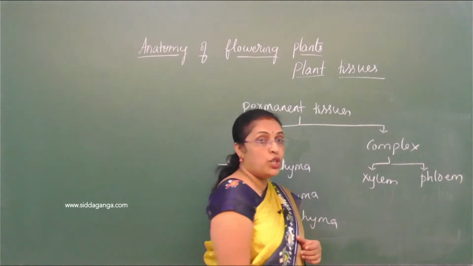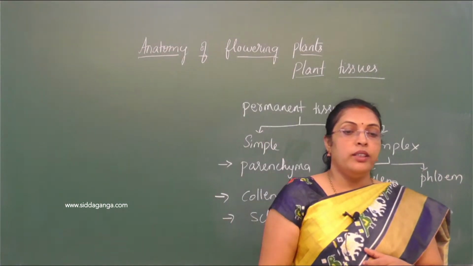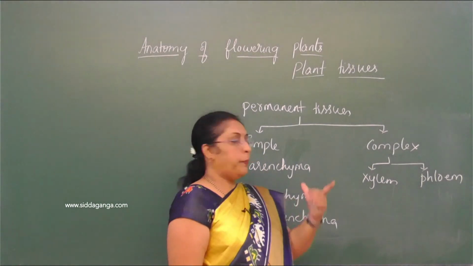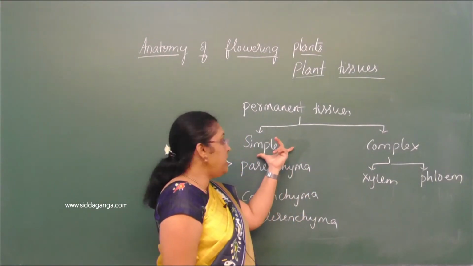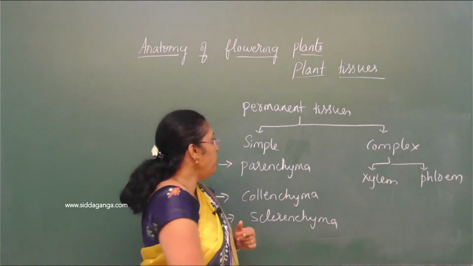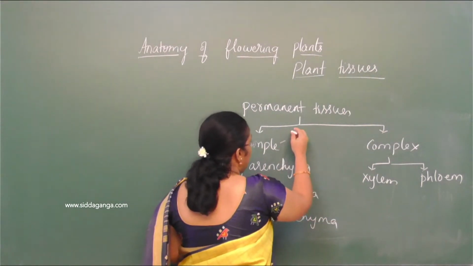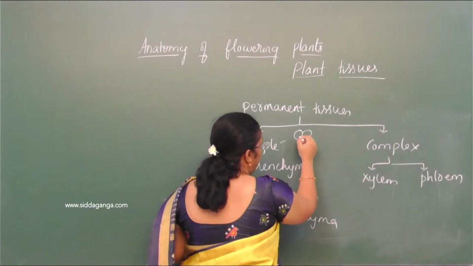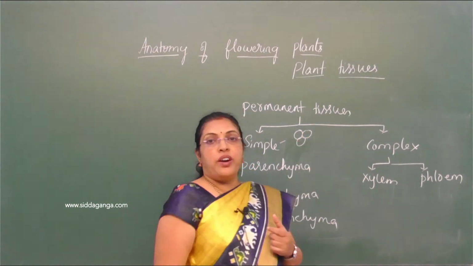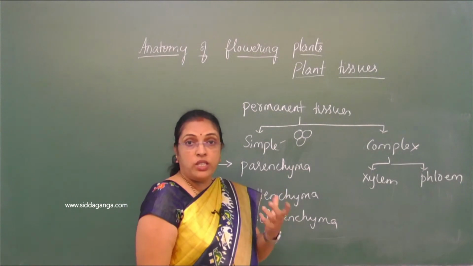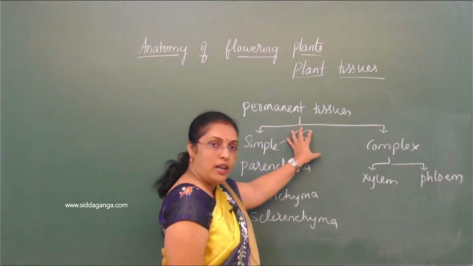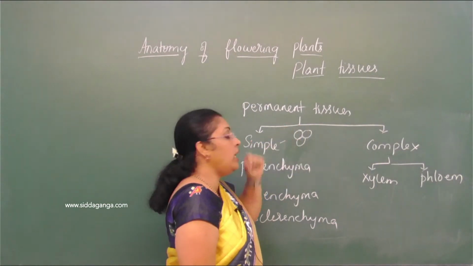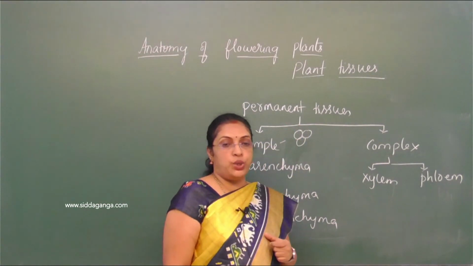What is the function of Xylem and Phloem then? Good. So what is the difference between simple and complex? In simple permanent tissue, cells are of the same size, with the same structure and the same function. Similar cells with the same structure and function we see in simple permanent tissue.